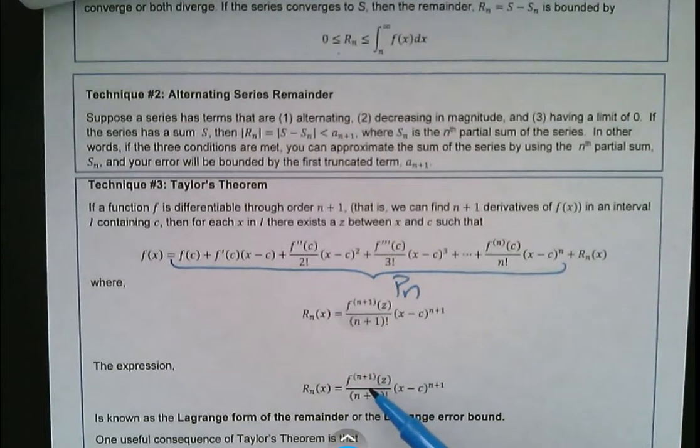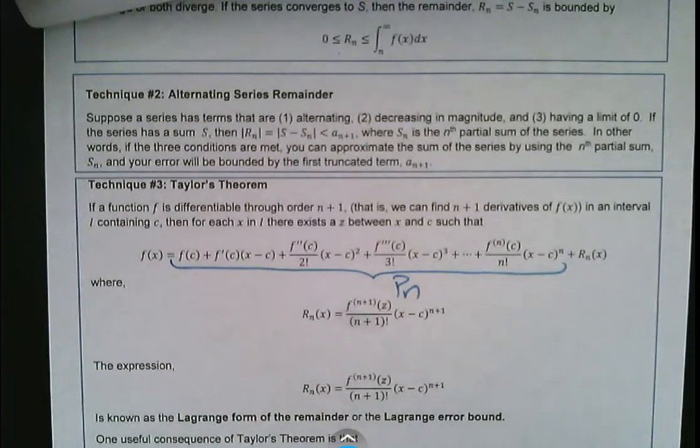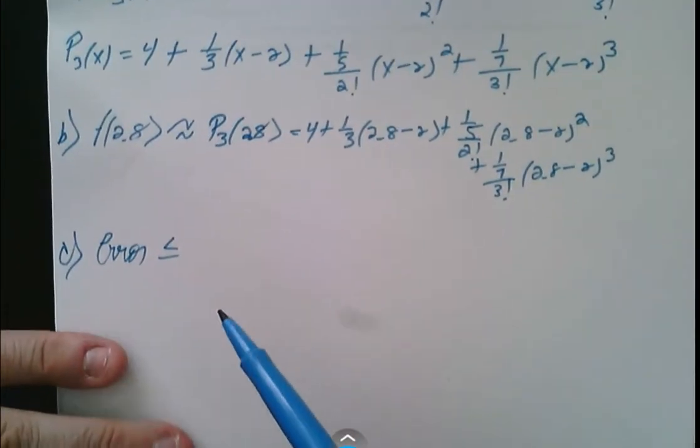We're going to look at the fourth derivative evaluated at z divided by n plus 1 factorial times x minus c to the n plus 1. C is the center, x is the value that you are approximating, n is the degree of the polynomial that you're going to approximate, and the z, this is the tricky part. If we wanted to know exactly what the error was equal to, we'd have to find the just right value of z to make this work. But that's actually not what we're interested in. What we're interested in is figuring out the bound for the error.